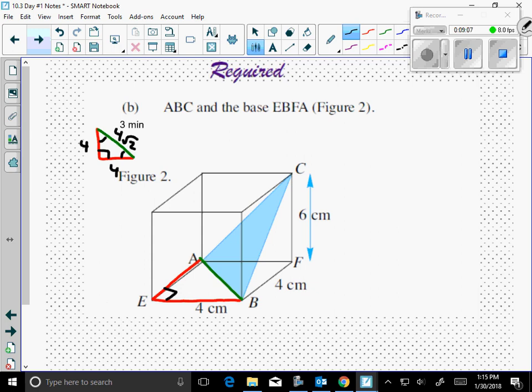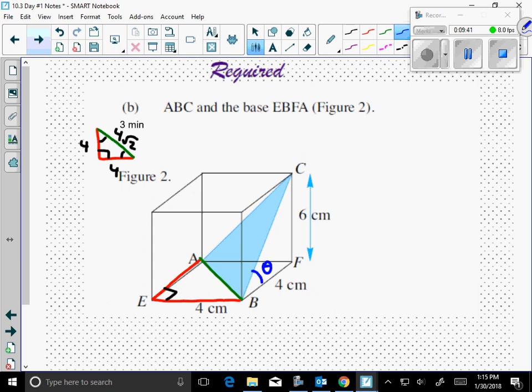Okay, so what are we looking for? ABC and the base of EBFA. I think we're trying to find the inclination. So we're trying to find this angle? Yeah. Which means both of those measurements that I just found are irrelevant. I think we're going to find the angle of inclination.